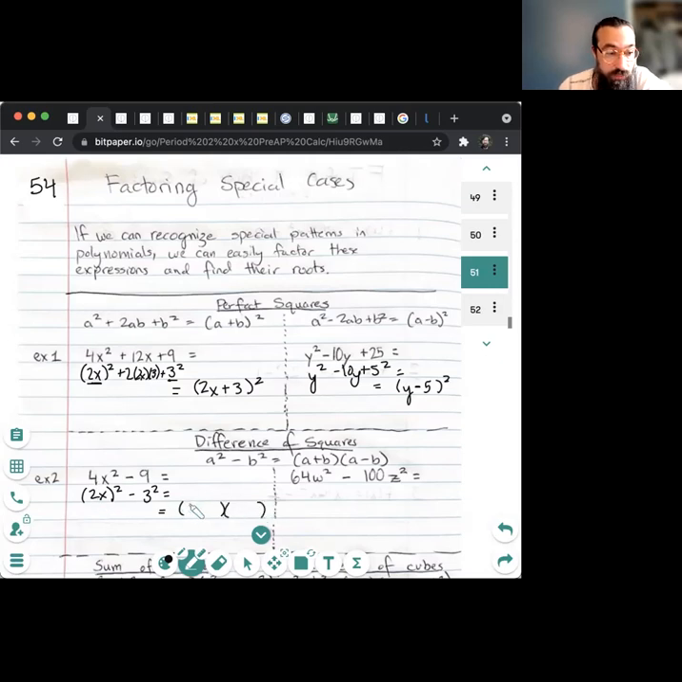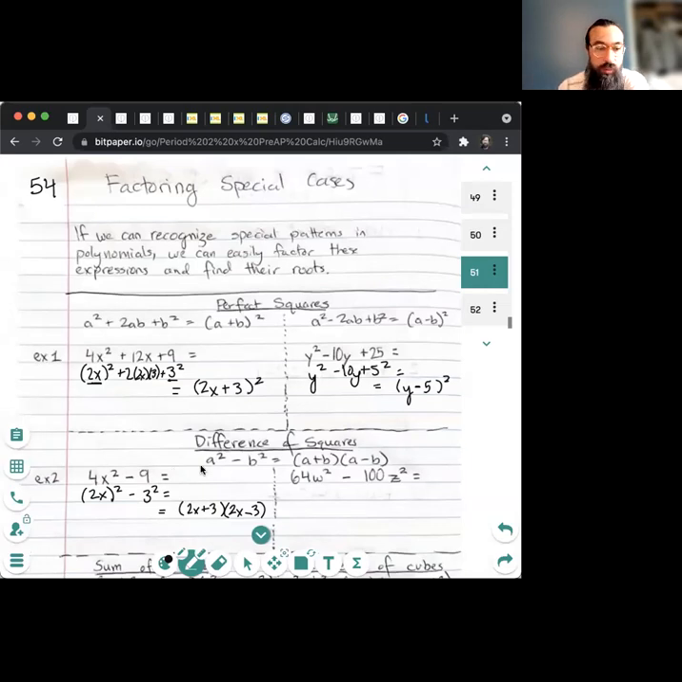So 2x plus 3, 2x minus 3. We can write that in any order. We could write 2x minus 3 first if we wanted. That doesn't matter. But 2x plus 3, 2x minus 3, we're done. Try this next example on your own, and we'll keep on.